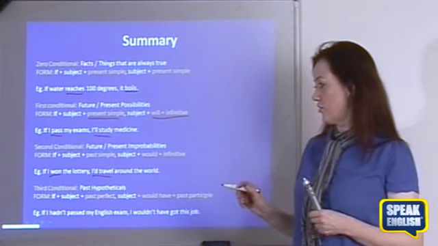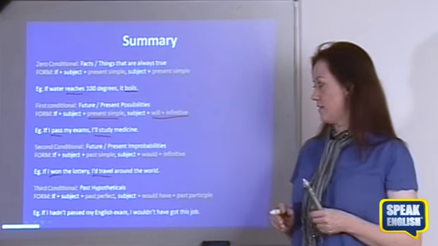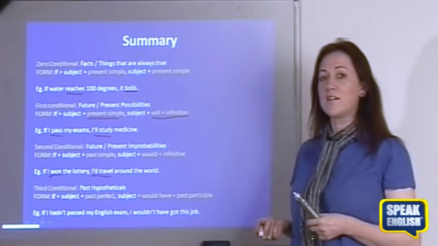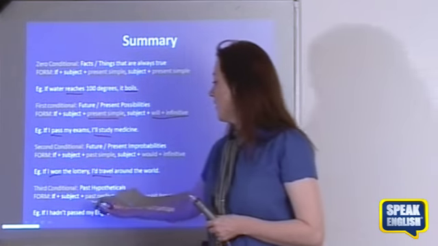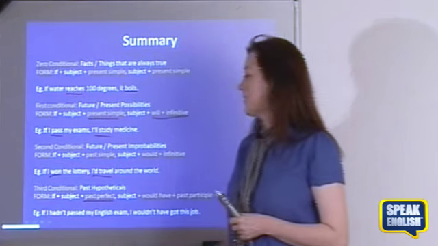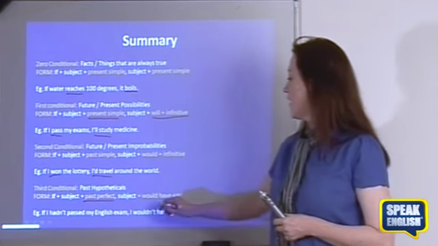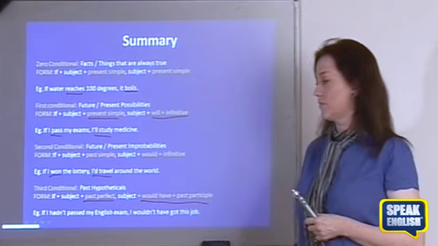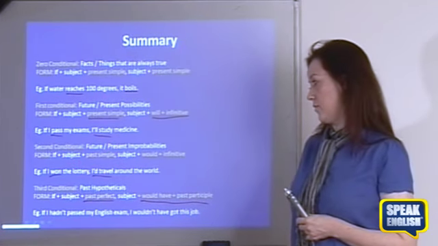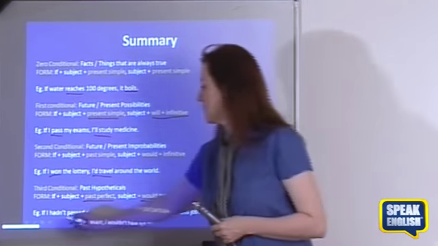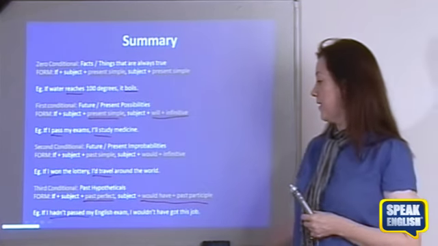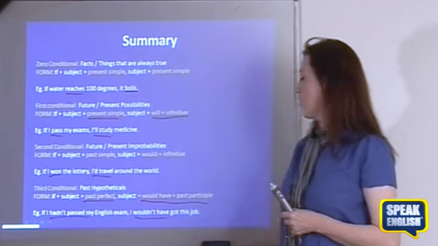The third conditional is the one that talks about the past, but hypothetical situations. Situations you can't change. In the if clause, we have past perfect, and after the subject, would have plus past participle. For example, if I hadn't passed my English exam, I wouldn't have got this job.